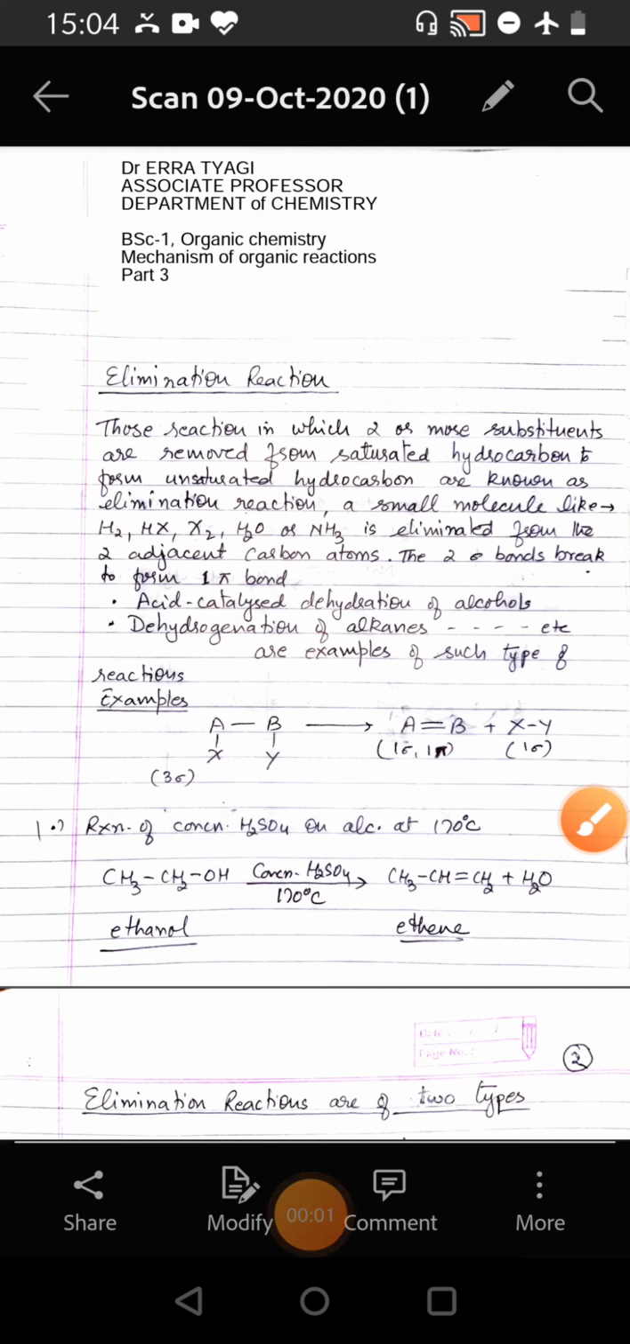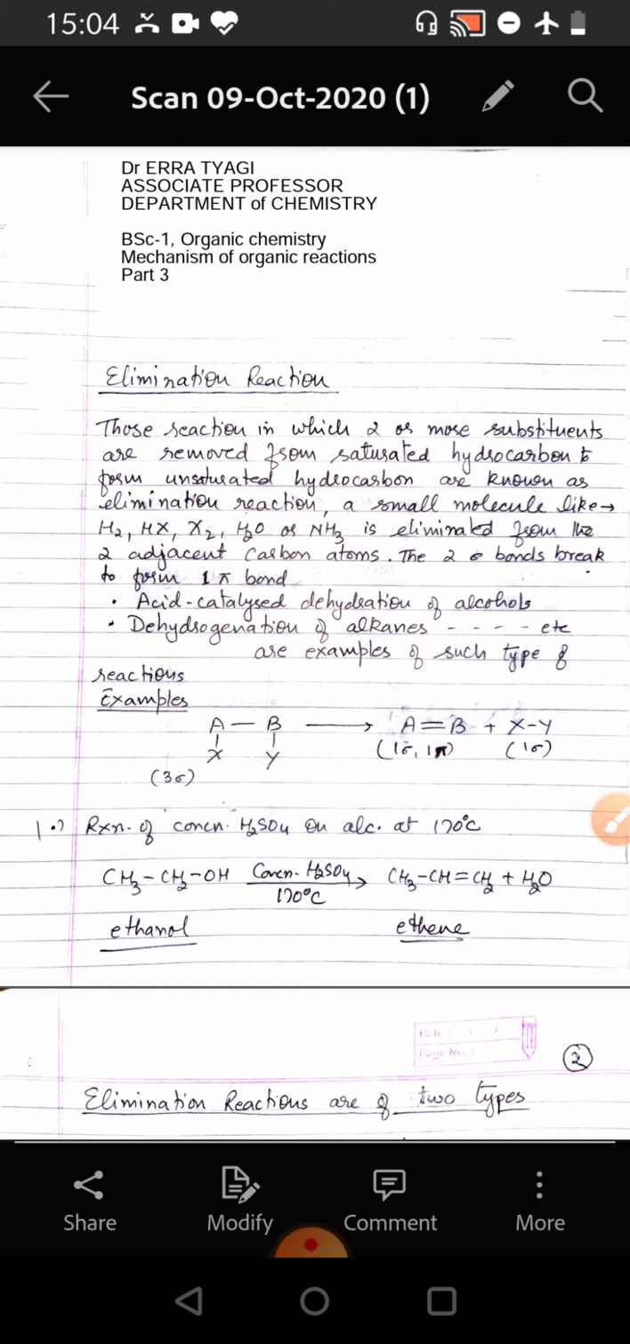In continuation of the last video on mechanism of organic reactions, part 1 organic chemistry, in this video first we'll take up elimination reaction. Those reactions in which two or more substituents are removed from saturated hydrocarbon to form unsaturated hydrocarbon are known as elimination reaction. A small molecule like H2, HX, X2, H2O or NH3 is eliminated from the two adjacent carbon atoms. The two sigma bonds break to form one pi bond.